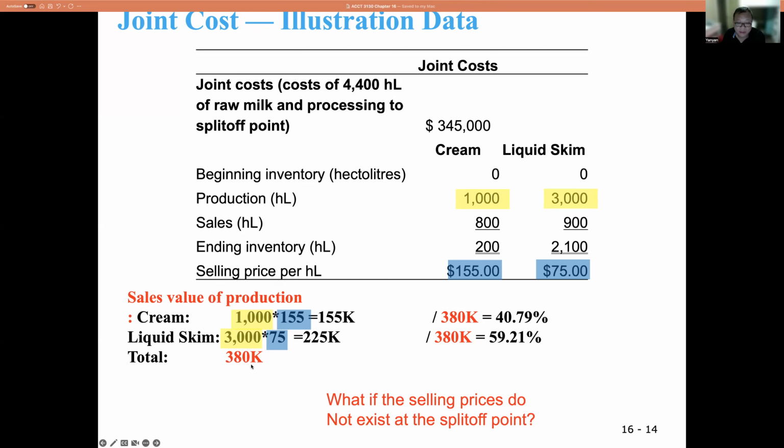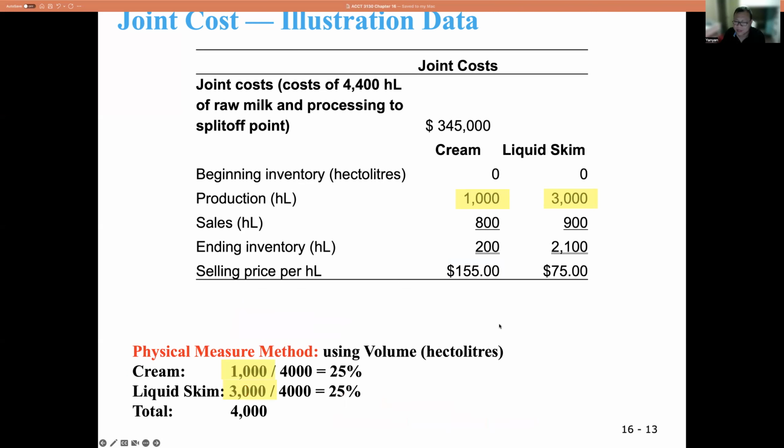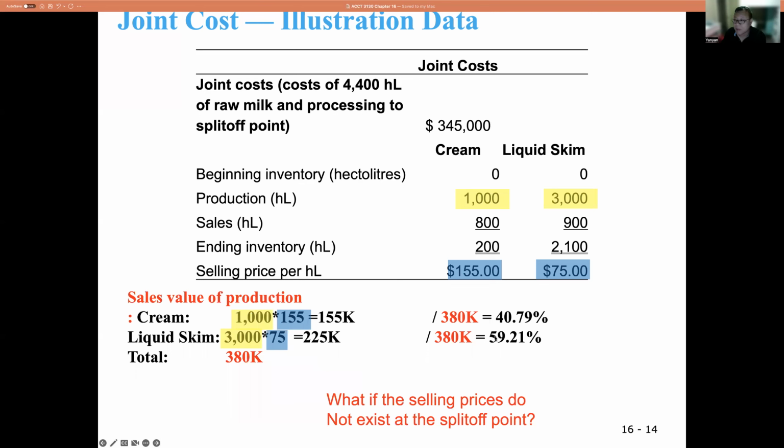So now I can calculate a relative weight. The dollar amount for cream is 155,000, divided by the total 380,000. So I have 40.79% for cream, and the remaining 59.21% is for the liquid skim. So you can see you first have to calculate the dollar amount, and the dollar amount is calculated based on the volume of the production and the selling price per unit.